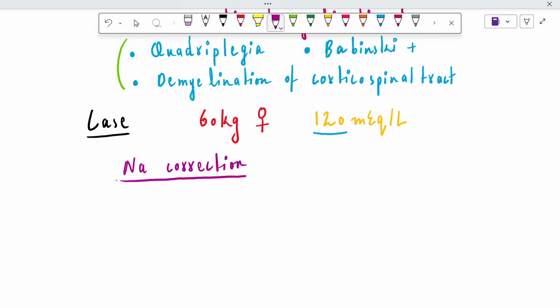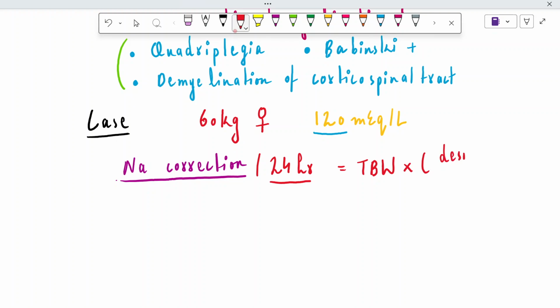What is the sodium correction? Using the sodium correction formula. So let's discuss what is the sodium correction formula over 24 hours. It's very important to write 24 hours. So it's the total body water of the patient multiplied by the desired value.